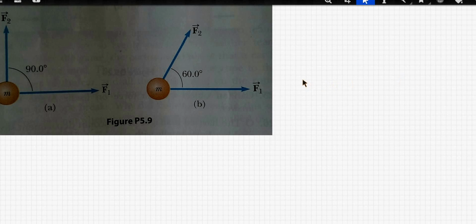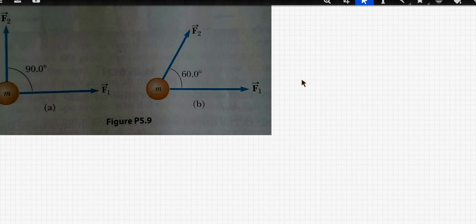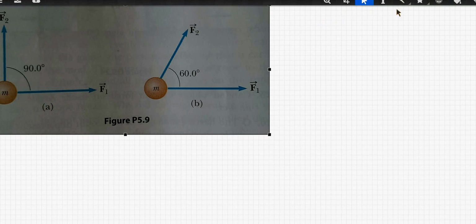Okay, so this is number 9, and number 9 reads, two forces, F1 and F2, act on a 5-kilogram object, and the object is represented by this orange ball. And taking F1 equal to 20 newtons and F2 equal to 15 newtons, find the accelerations in A and B of figure 5.9.